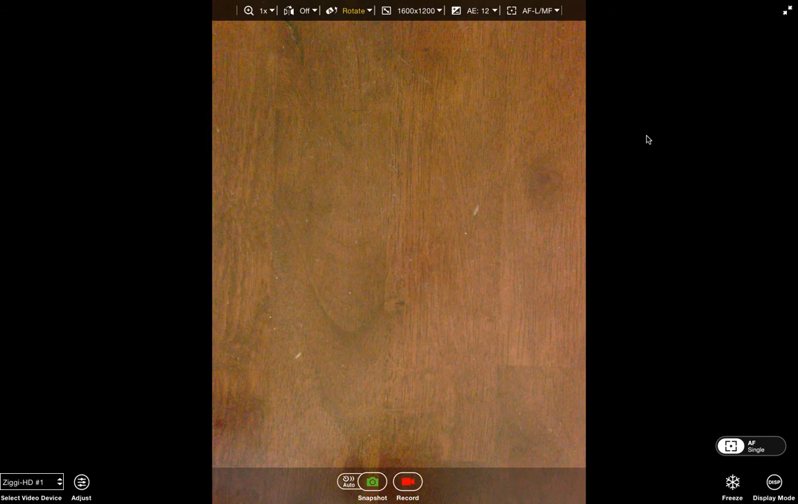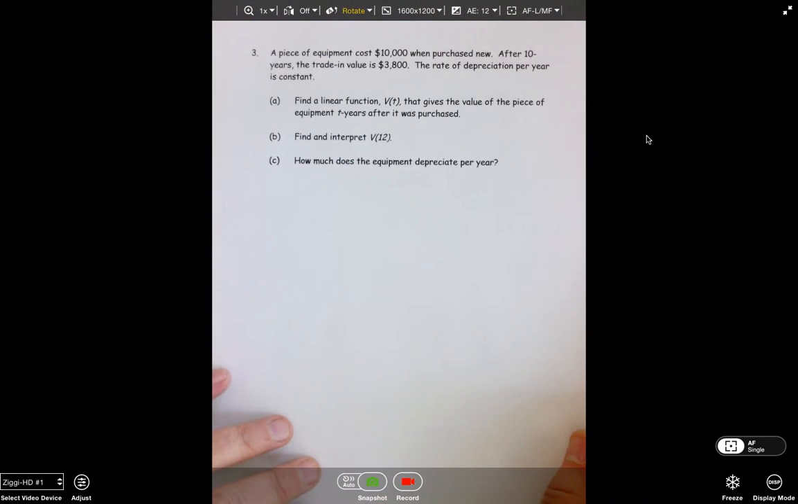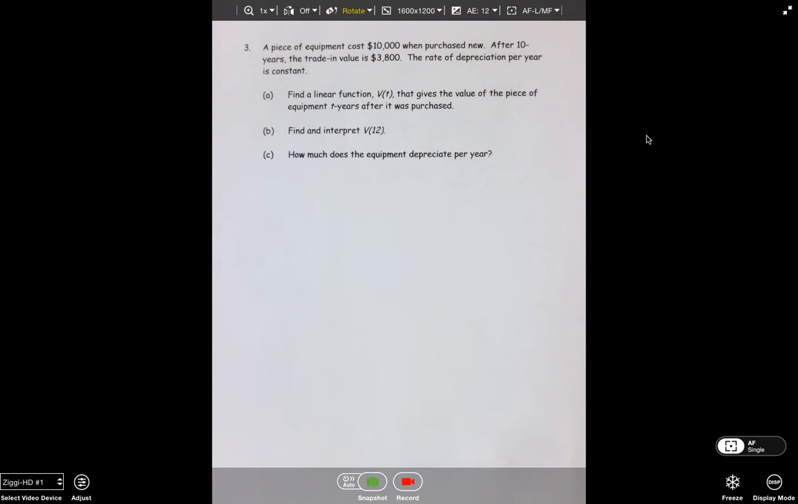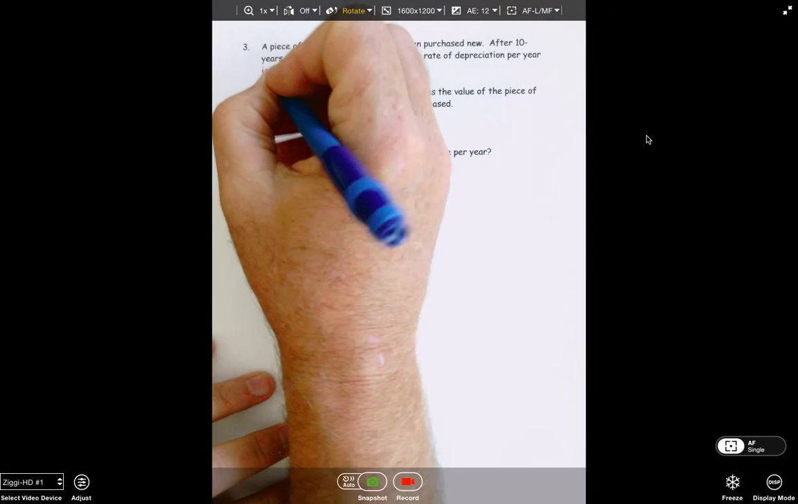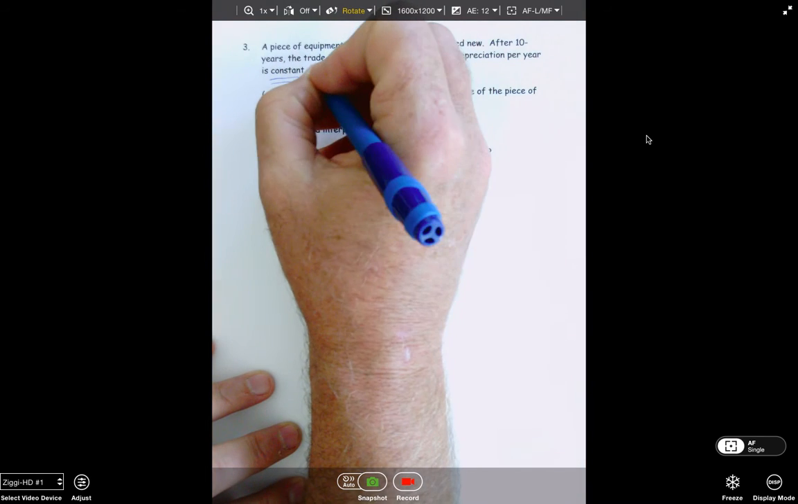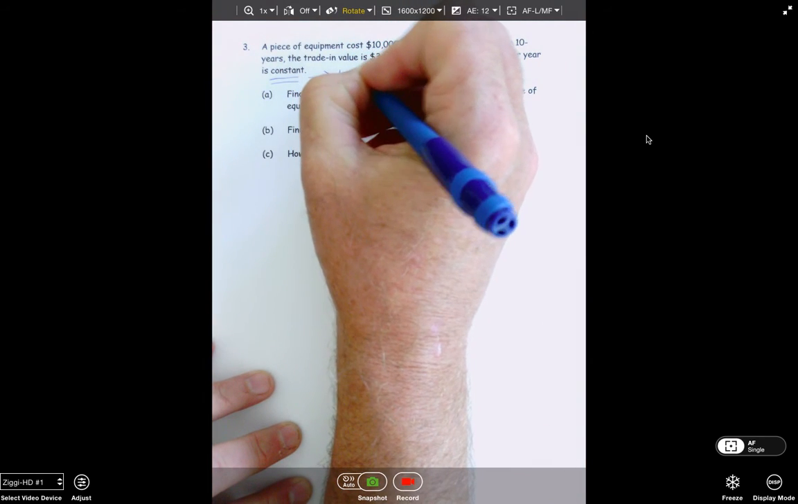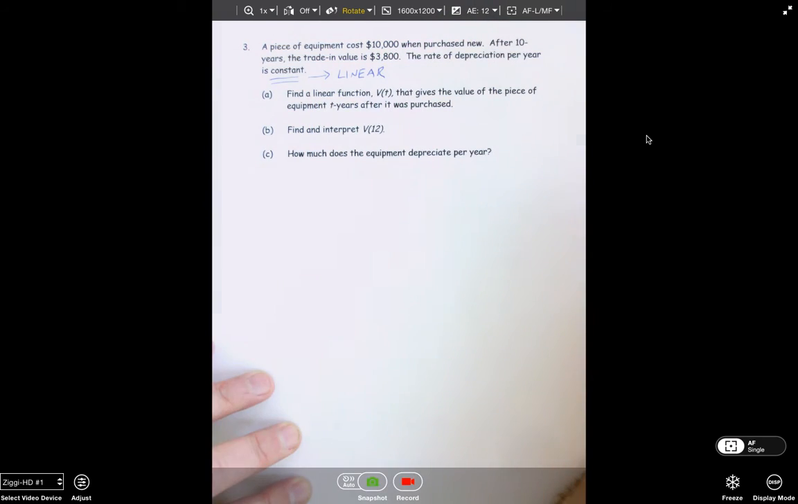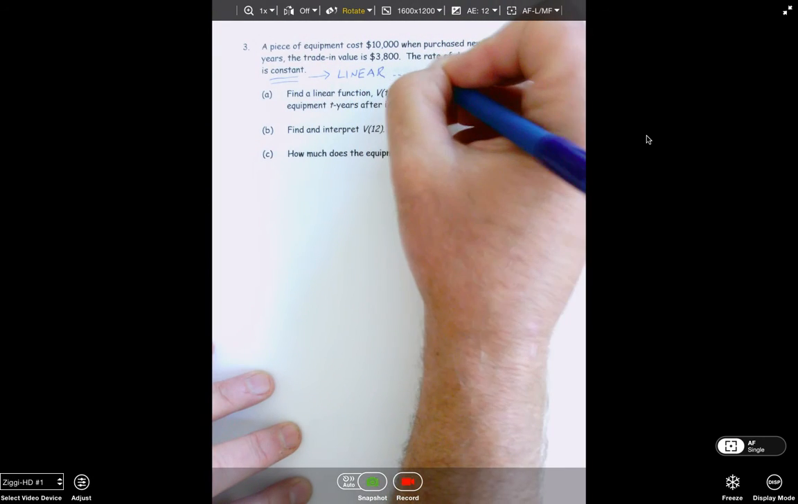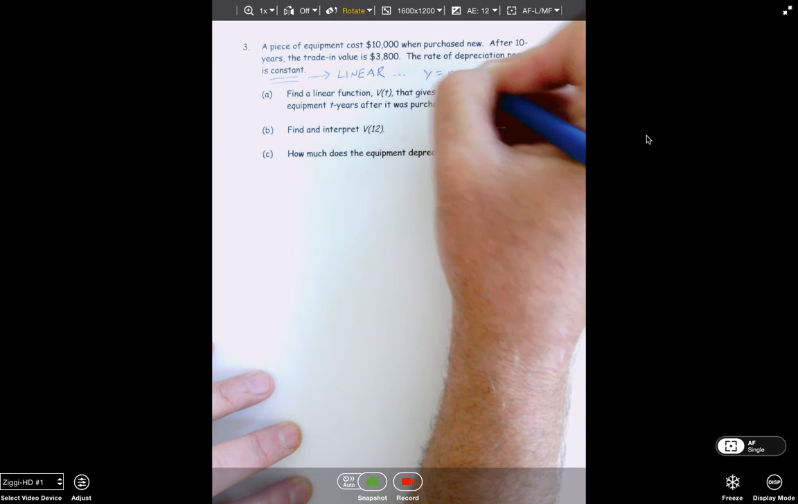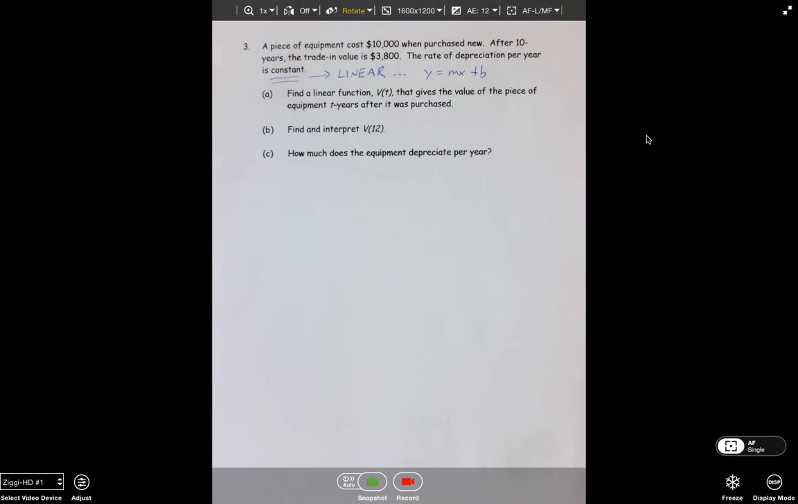So changing things up a little bit here, going to go the other way. A piece of equipment costs $10,000 when purchased new. After 10 years, the trade-in value is $3,800. The rate of depreciation per year is constant. Guys, this information right here just tells you that the rate is linear, which means you're going to use the principles of y equals mx plus b. All right?